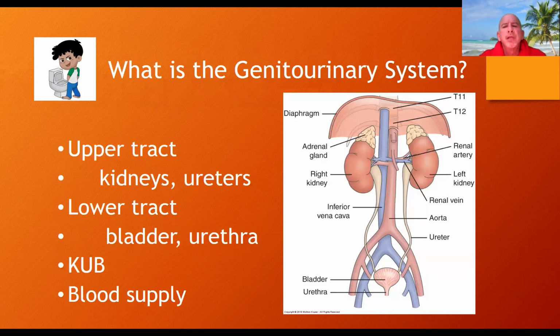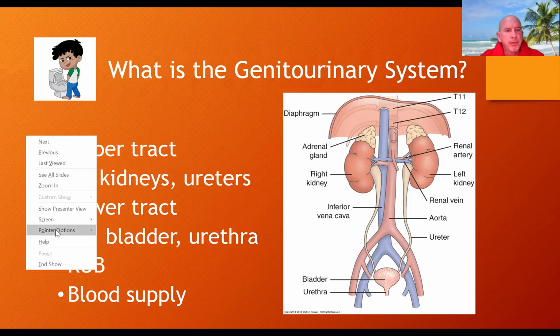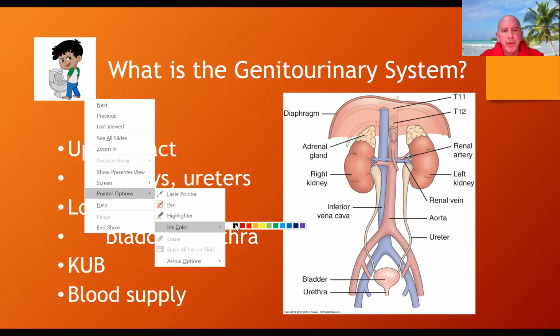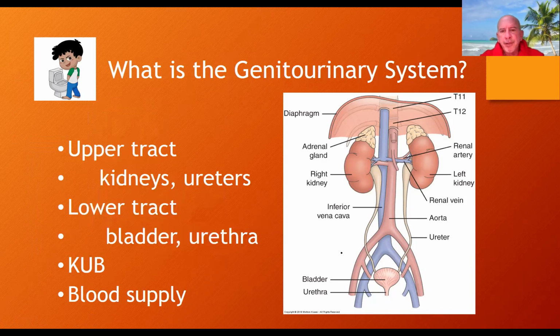So let's continue on. Here we go. There's basically two parts to the genitourinary system. There's the upper tract and there's the lower tract. Like I said, week 8, we're going to be talking about the lower tract, the bladder, the urethra. And I'm going to turn my pointer on here so I can write all over the screen and just annoy the heck out of you.